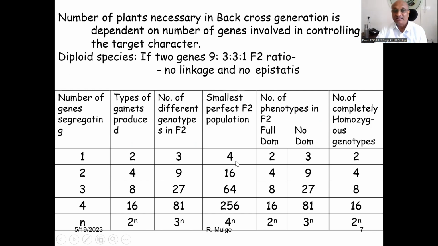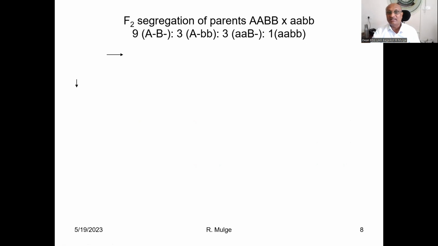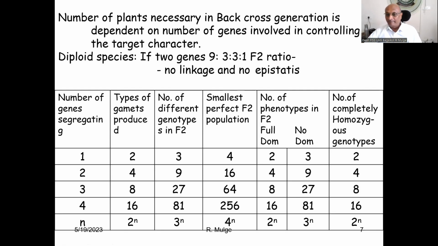Now for the smallest perfect family, when you take 2 genes, how many plants are required? 4 into 4, 16, right? It is perfect. If you miss one, there is only one plant of this type, only homozygous recessive, and similarly homozygous dominant is also only one. So for both genes, a minimum of 16 plants are required to recover any plant. That's why the smallest perfect family is 16. Now, the number of phenotypes in F2, with full dominance.